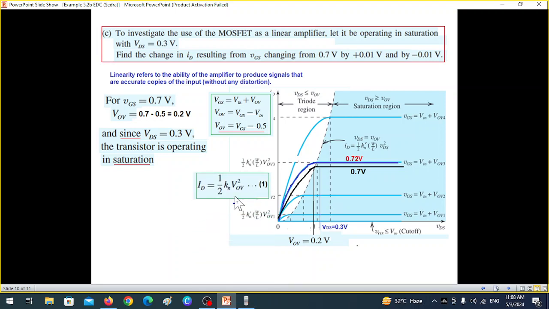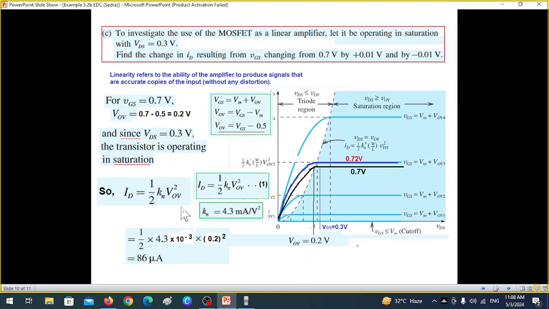This was the formula. We know Kn, and we have just found out VOV. Therefore, the current will be 86 microampere. So for 0.7, the current should be 86 microampere. Now we need to find what will be the change in this current if we increase this by 0.01 and decrease this by 0.01.